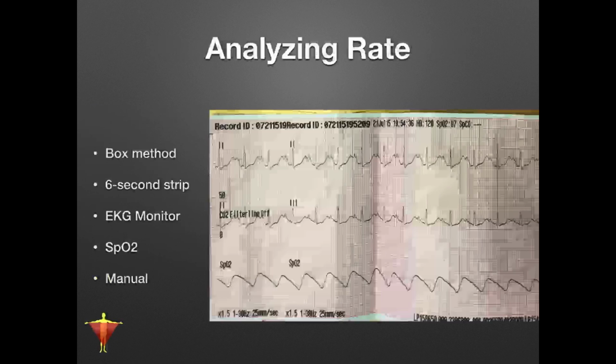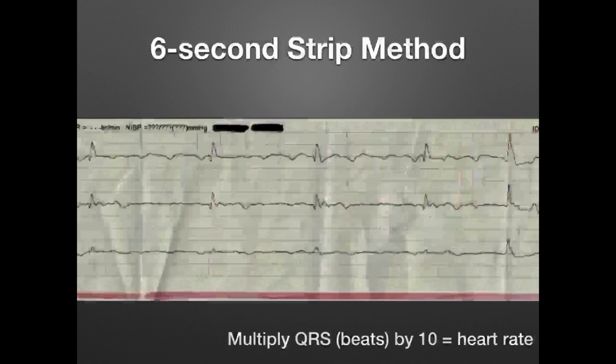All right, cool. So we have the box method, we have a 6-second strip method. The monitor is obviously going to be throwing a number out there at us. We have our SpO2, which with that light can count the pulses, right? The pulsations that come to the fingertip, or we can manually sit there for whatever length of time you feel necessary to count those beats, and we're basically palpating a pulse, right? Those are all different methods that we can use to analyze a patient's pulse rate. So let's look at one of those, the 6 second strip method.